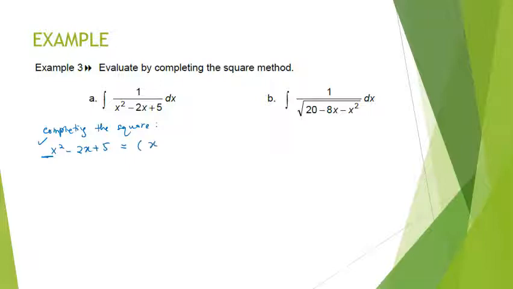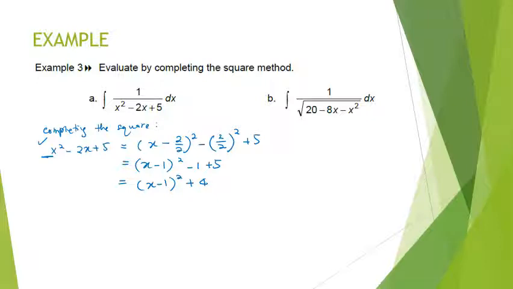So formula dia x minus 2 over 2 square. Okay, minus 2 over 2 square plus 5. Okay, and then simplify, become x minus 1 square minus 1 plus 5. So x minus 1 square plus 4. Okay, so dah completing the square.